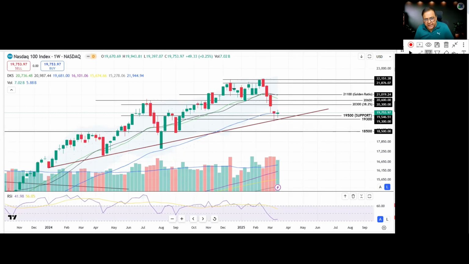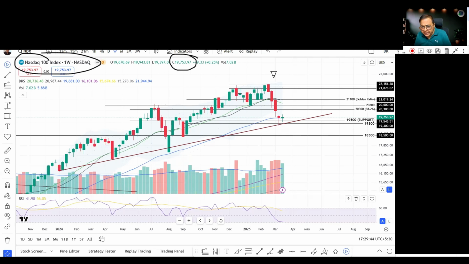This is the weekly price chart of Nasdaq 100 index, which finally closed in the last week at 19,753.97, and hence it was marginally bullish by 0.25%. In the recent time, it has corrected by around 13.5%. Now the question arises is whether this correction is over. Look at this trend line. Price has taken support here, taken support here, taken support here, and once again the price is bouncing. In the prior week, there is a formation of a bullish pin bar, and in the last week, there is a formation of a spinning top.